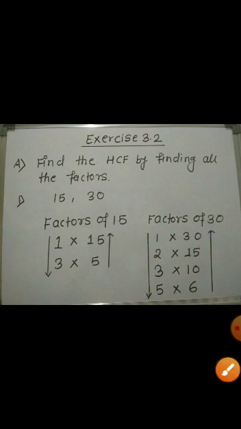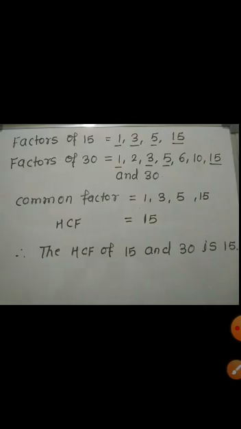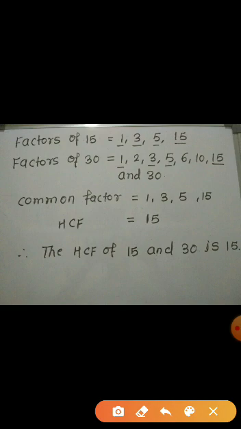If you are able to find the factors of any number directly, then you can write them down directly as well. Just like that, here I have written the factors of 15 are 1, 3, 5 and 15. The factors of 30 are 1, 2, 3, 5, 6, 10, 15 and 30. Now you have to find the common factors of both the numbers. So which are the common factors? Yes, number 1 is common, number 3 is common, number 5 is also common, and number 15 is also common. So the common factors are 1, 3, 5 and 15.